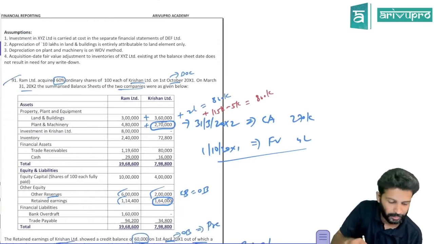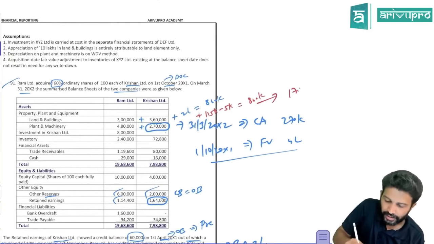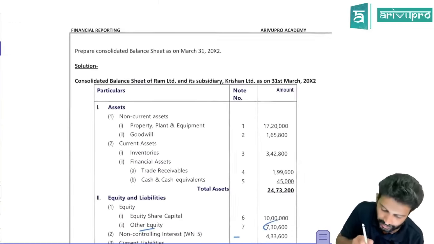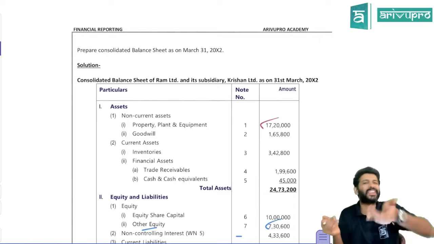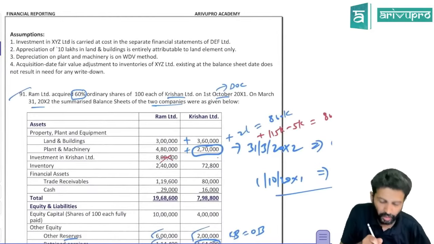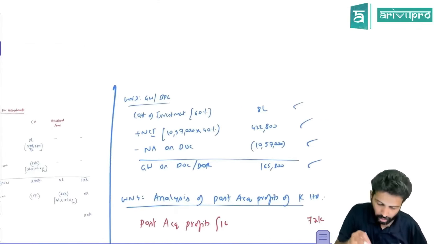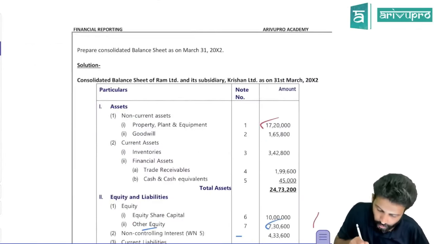Is there any other PPE? Not that I see. So I added these two. 860 plus 860 is 17,20,000. Check in the balance sheet. Have they shown 17,20,000? Yes. The breakup of this they will give in notes to accounts. That's fine. Next asset is what, sir? Investment. Investment will not come. Rather than that, goodwill will come. How much goodwill did we get? As per our working note, the goodwill was 1,65,800. They have shown it. Yes.